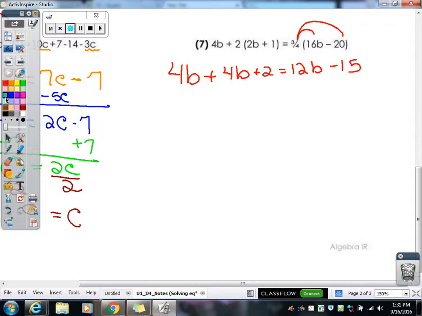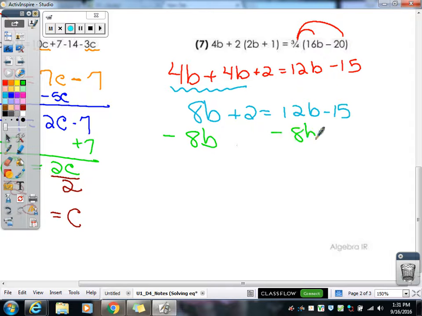It's fine. Now we're going to combine the b's on this side. We got 4b plus 4b, which gives me 8b plus 2. And then I have to move my b. I want to move my smaller b, which is going to be 8b. There's the subtraction property of equality if we wanted to write that.